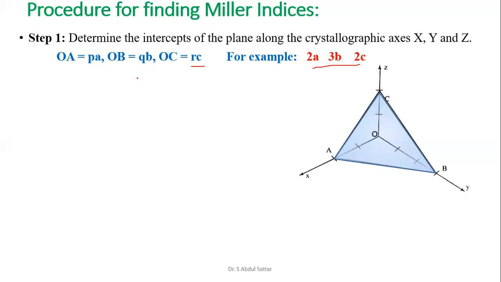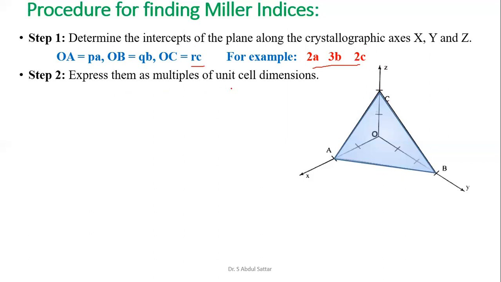But we have to express these intercepts as multiples of these lattice parameters. So express them as multiples of unit cell dimensions along the x, y, z axes. So we can name it as P = A by A, Q = B by B, and R = C by C. So we can convert P, Q, R: 2A by A is 2, 3B by B is 3, 2C by C is 2.